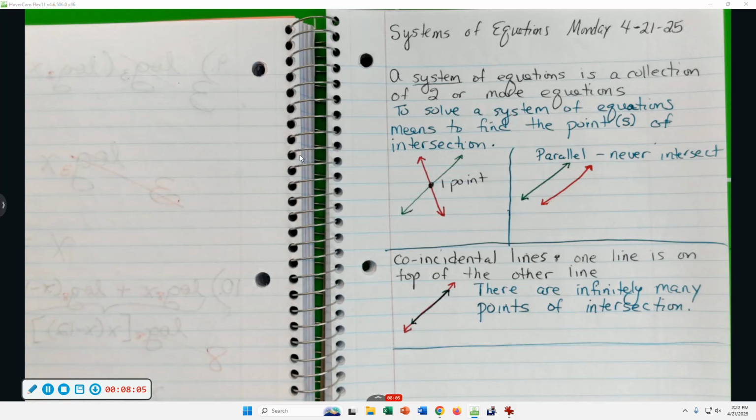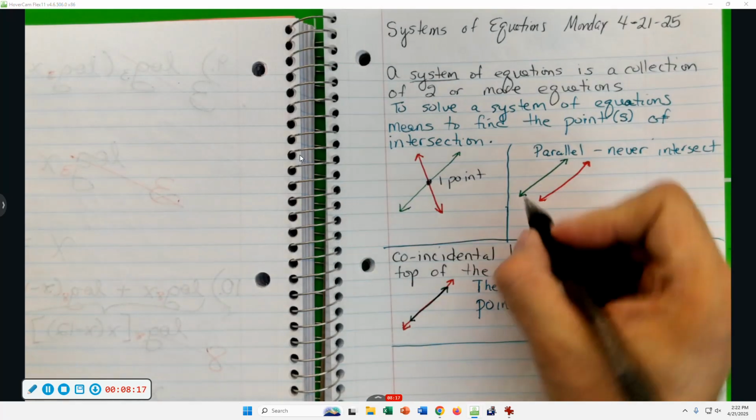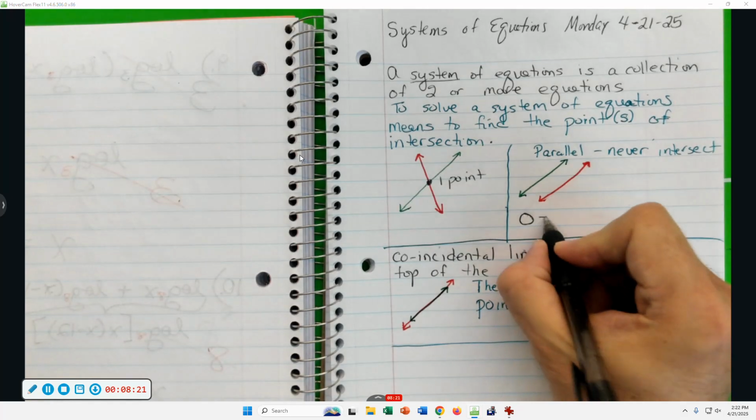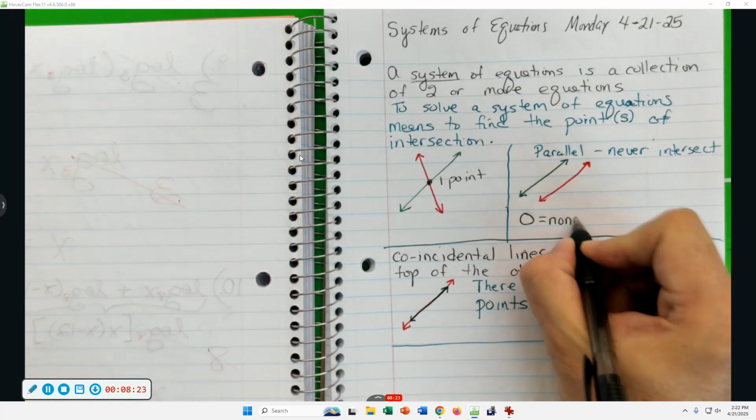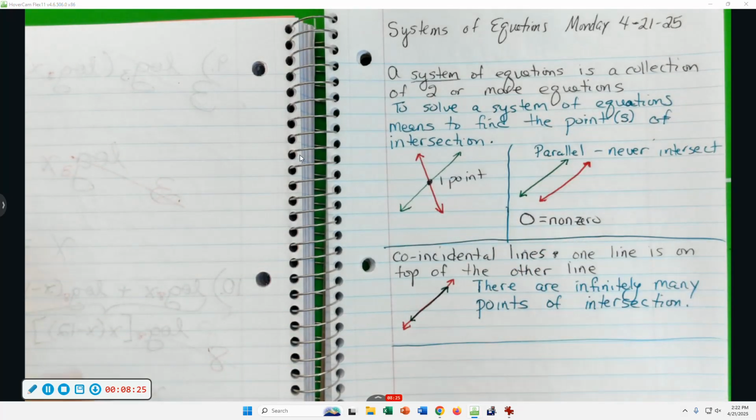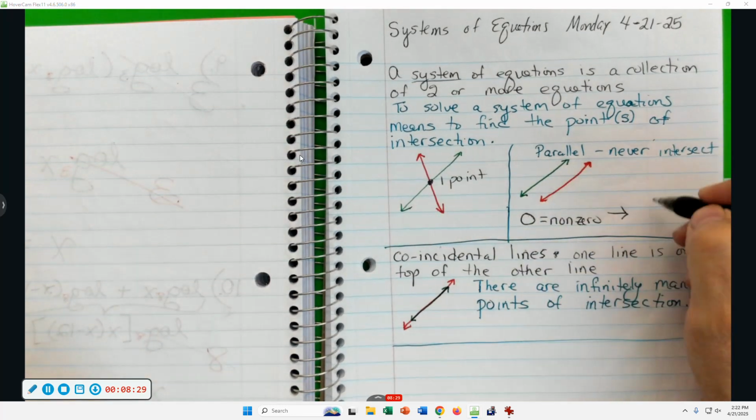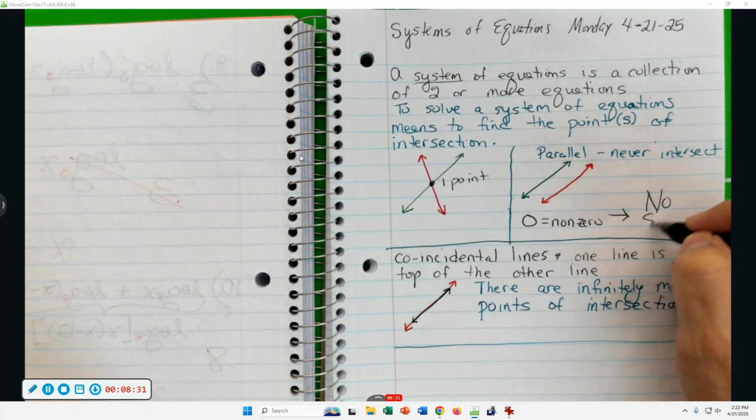I think I'm going to go ahead and tell you, when we're going through solving these, and I haven't done one yet, but when you're solving, if you wind up with 0 on one side of your equation and a non-zero number, anything other than 0 on the other, then that means you have parallel lines and there's no solution.